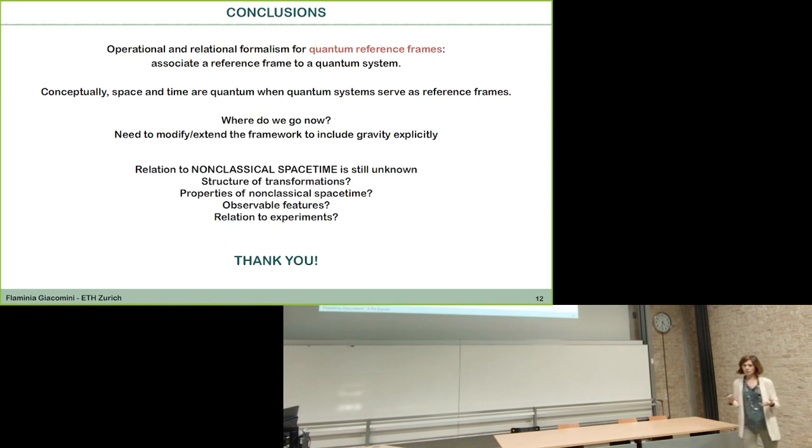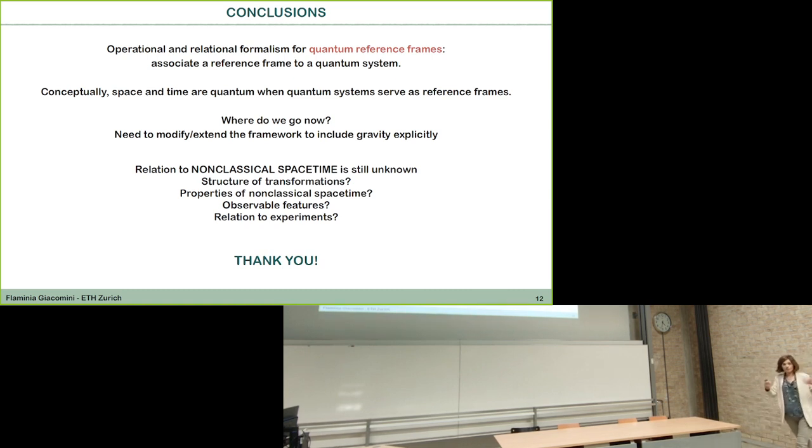So what we need to do now is, this is still pretty recent work, so we are working our way up, and we had the first results now where we have also some gravitational aspects included in this. But now we really have to modify it and extend this framework to include gravity explicitly in it. And I would say that the relation to non-classical spacetime is still unknown. So for instance, what happens if I change the quantum reference frame when I have a mass in a quantum superposition and I want to go into the reference frame of this mass, what is the description of the gravitational field from the perspective of different quantum reference frames?